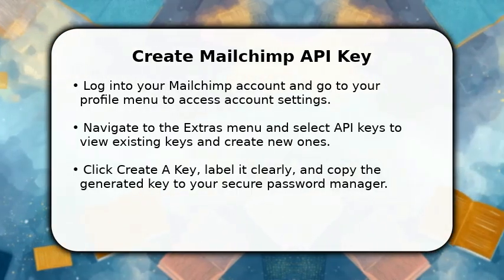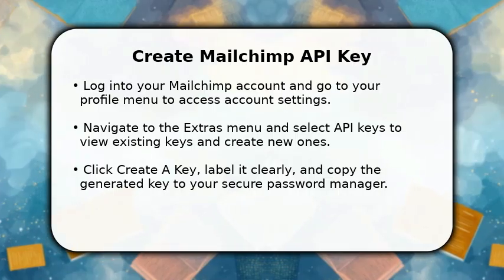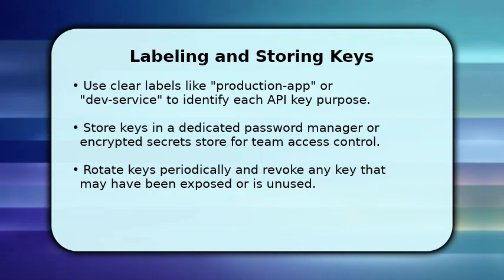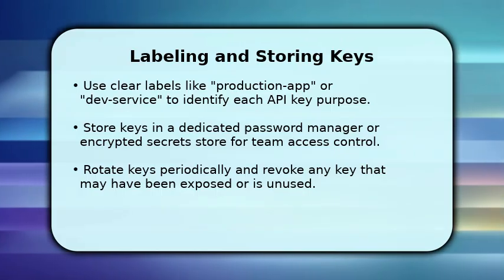Avoid sharing keys publicly and rotate them if they may be exposed. Keep your API keys organized and safe by using clear, consistent labels and a reliable secret manager. Always store keys in an encrypted password manager or a secret service that integrates with your deployment pipeline. Limit access to only those who need it, and document which services use each key.